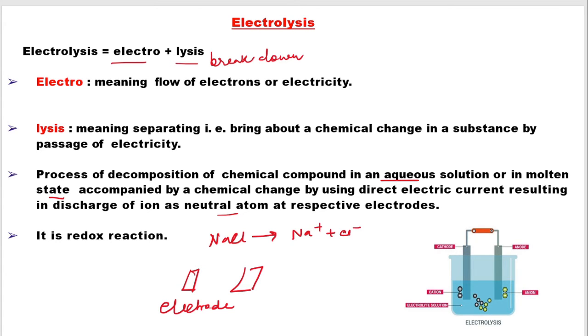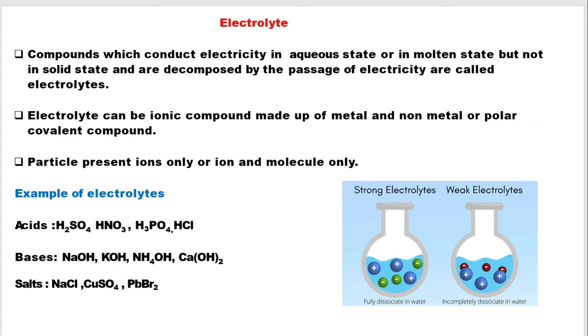Now we will learn what is an electrolyte. As we have discussed, certain compounds allow electricity to pass through them. That kind of compounds are called electrolytes. They conduct electricity in their aqueous or molten state, because in aqueous and molten state the ions are free to move about. Due to the free movability of the ions, they conduct electricity. But in solid state, due to the tight packing of the molecules, they cannot move around freely. Hence, they do not conduct electricity in solid state.